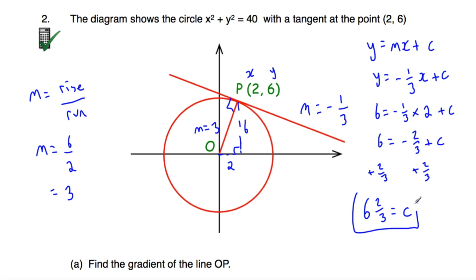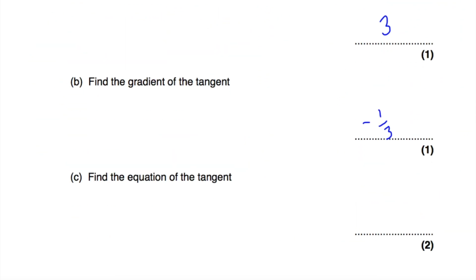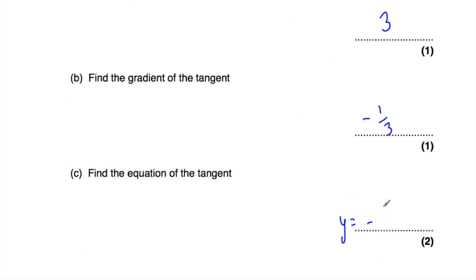So we can now substitute that into here. And that means the equation of this tangent will be y equals minus 1/3 x plus 6 and 2/3. And that's it, that's the equation of the tangent. So let's write that down. y is equal to minus 1/3 x plus 6 and 2/3.